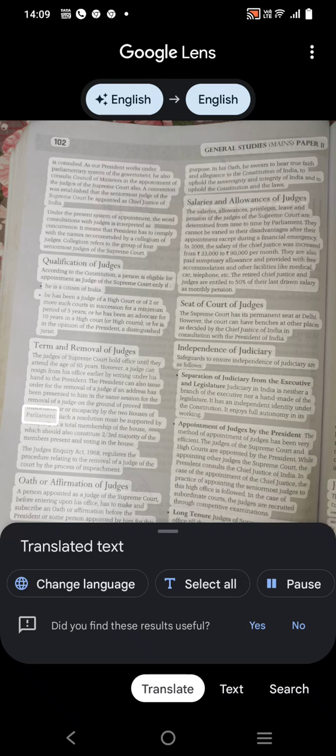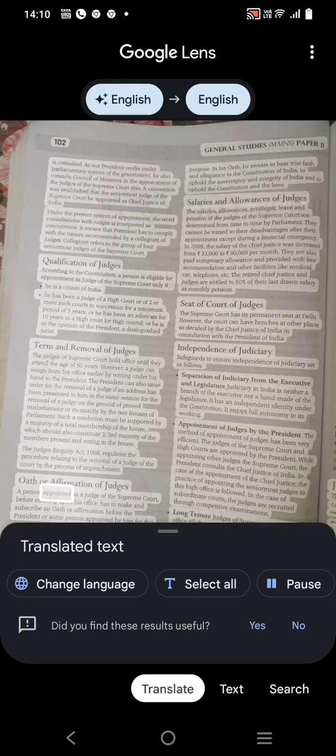Such a resolution must be supported by a majority of the total membership of the House, which should also constitute a 2/3 majority of the members present and voting in the House. The Judges Inquiry Act, 1968, regulates the procedure relating to the removal of a judge of the court by the process of impeachment.